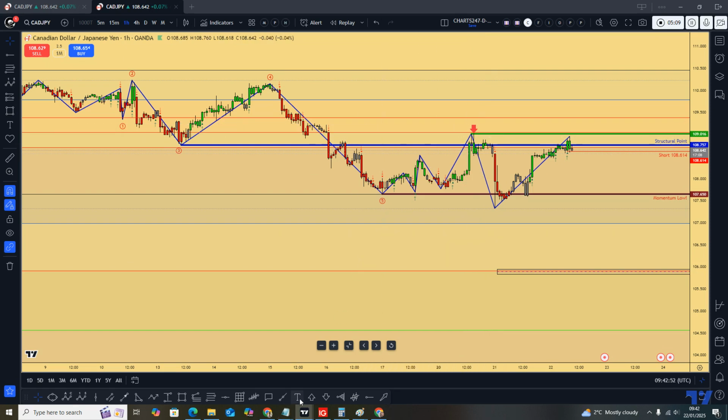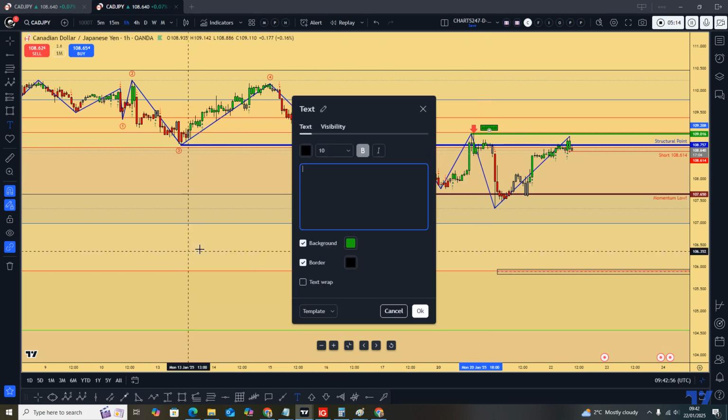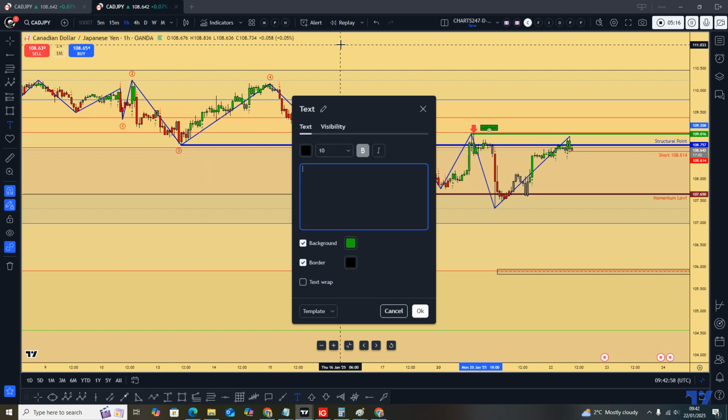That can give you some pips there. Let me use text actually. So let's find the high number, 109.016. Depending on your spread, it shouldn't be more than 0.5. So I'm going to use 109.05 as a stop loss.